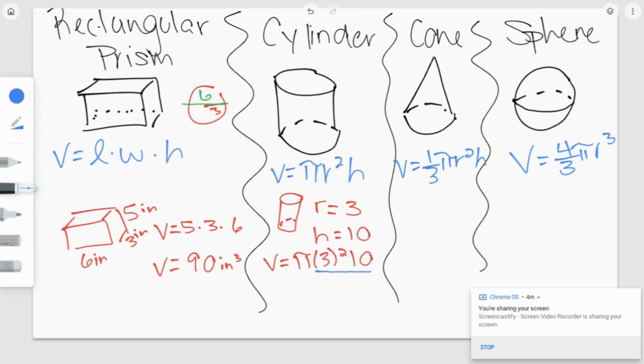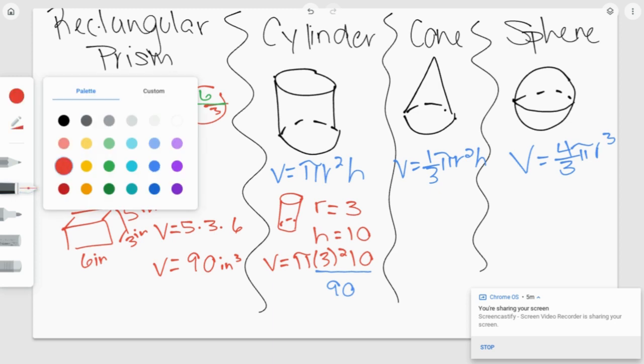So again, you can pull up your calculator. You can go to the calculator that I shared with you on Haiku and just multiply 3 squared times 10. So 3 squared I know is 9 times 10 is 90. So this value equals 90. And we're not going to do anything with the pi. We're just going to bring the pi down.